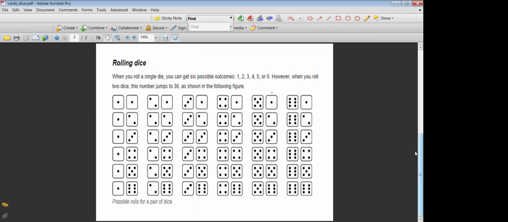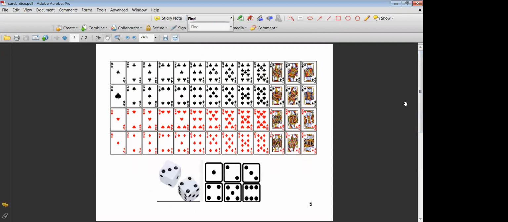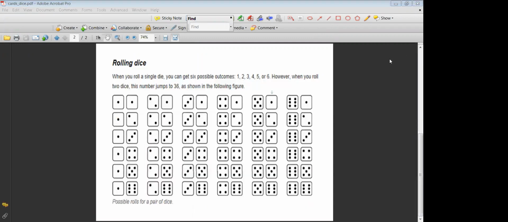What I'm saying here is there are 3 ways of me getting a sum of 4 with the dice: a 1 and a 3, a 2 and a 2, and a 3 and a 1. There are 36 possible combinations. You're going to find out that probability is favorable outcomes over total. Favorable, there are 3 ways of me rolling a 4. Total is 36. So the probability would be the fraction 3 over 36.